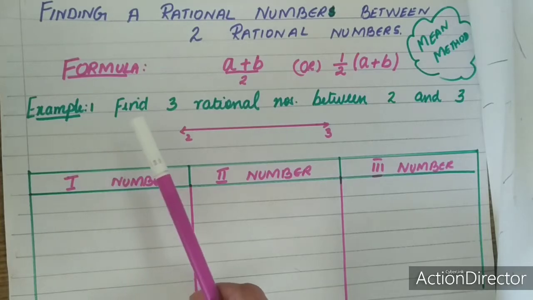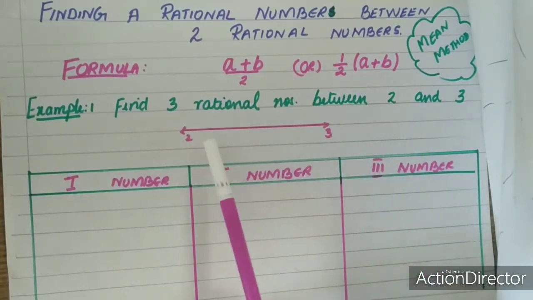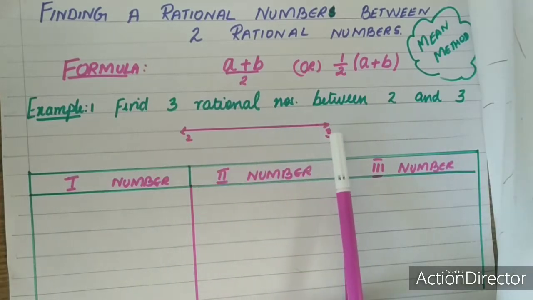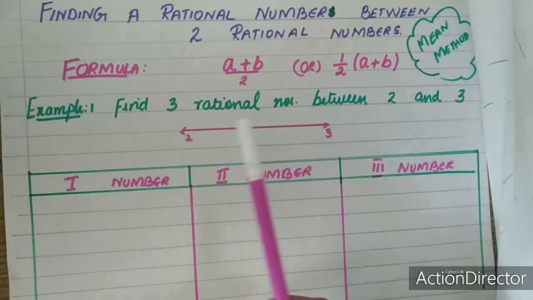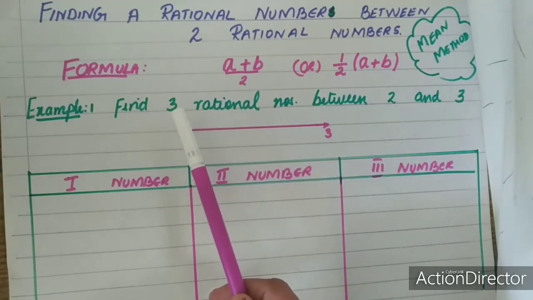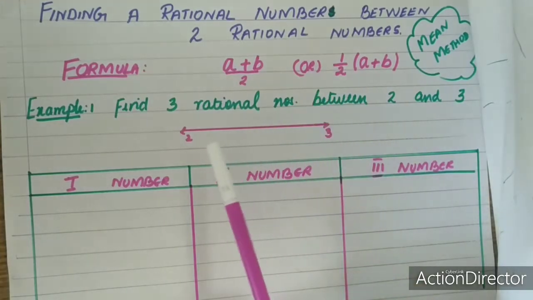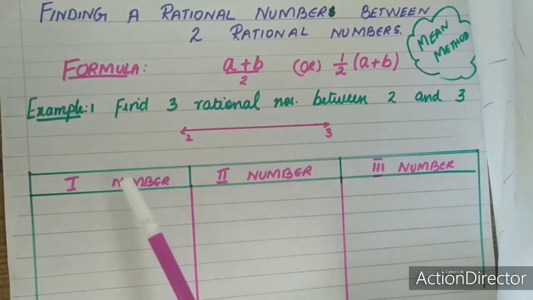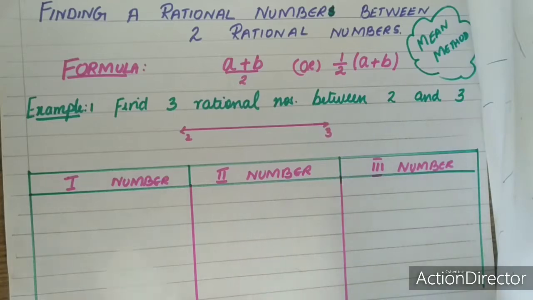Example 1. Find three rational numbers between 2 and 3. So draw a number line like this. Write 2 over here and 3 on the other side. Now in between 2 and 3, I am going to teach you how to find three rational numbers using this mean method. So first let us take A to be 2 and B to be 3 and find the first number between 2 and 3.